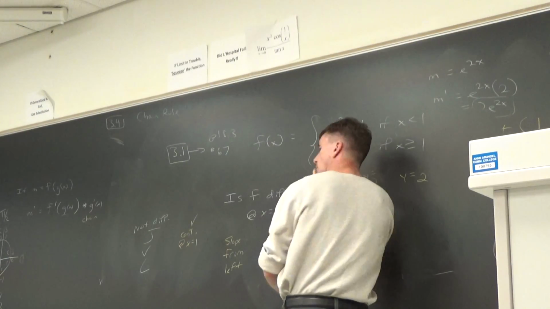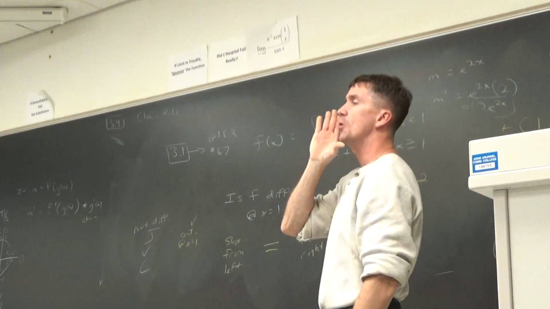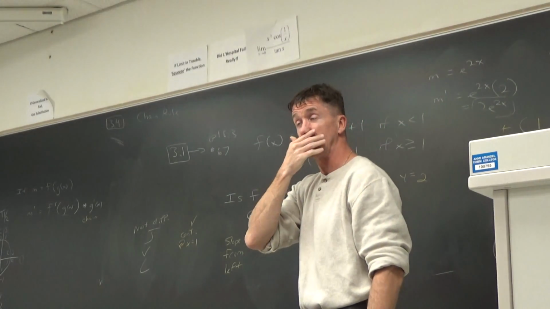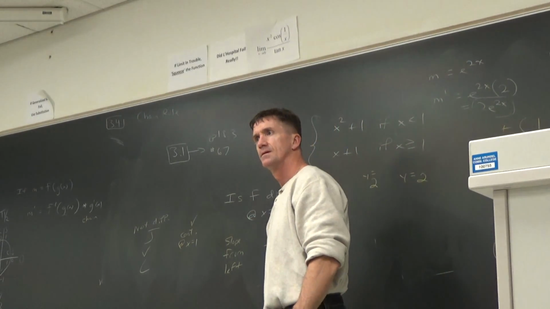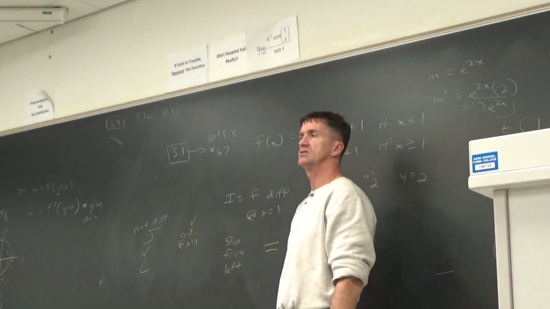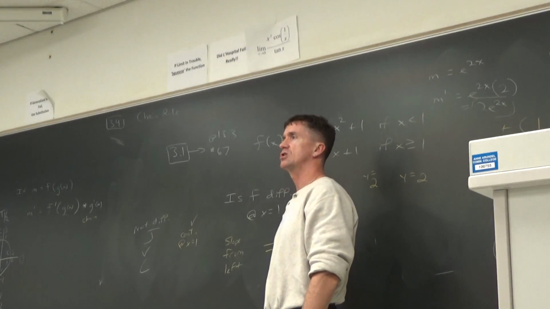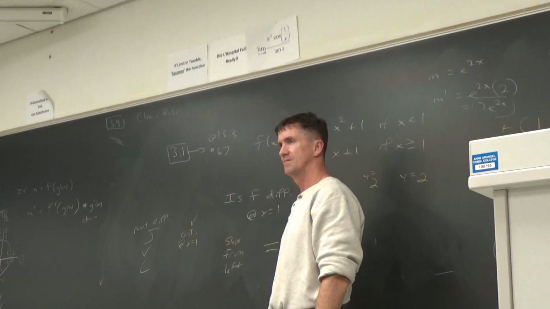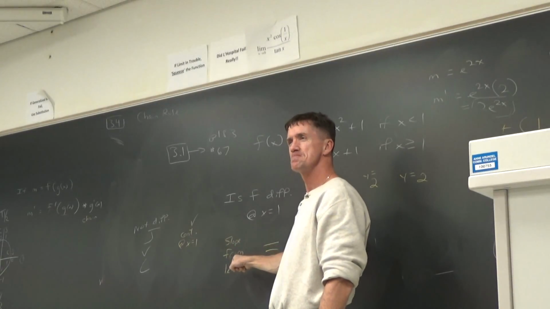Or you could say slope approaching from the right. You could say slope approaching from the left. You could speak like that, just like limits, because slopes deal with limits. Remember the definition of derivative? Limit as h goes to 0, all that stuff, true? But this is an easy way to say it.